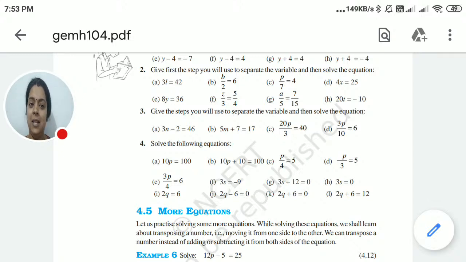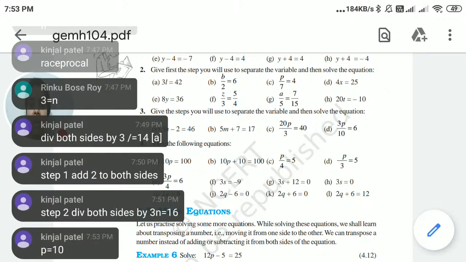Separate the variable, that is the step. Means if there are two variables, separate it. One variable separate, another variable separate, then solve it. Undoubtedly, we'll do the same.